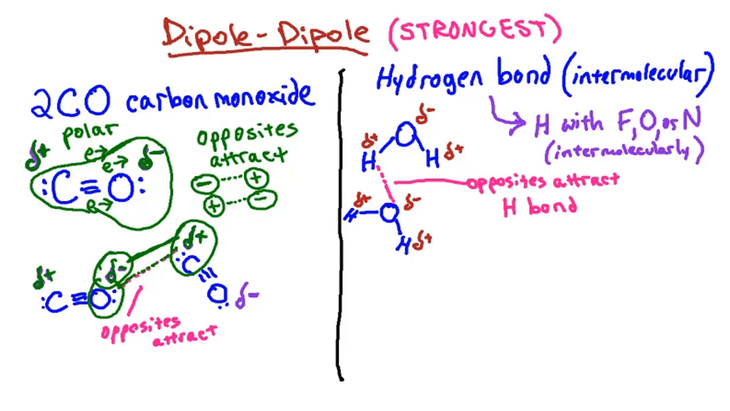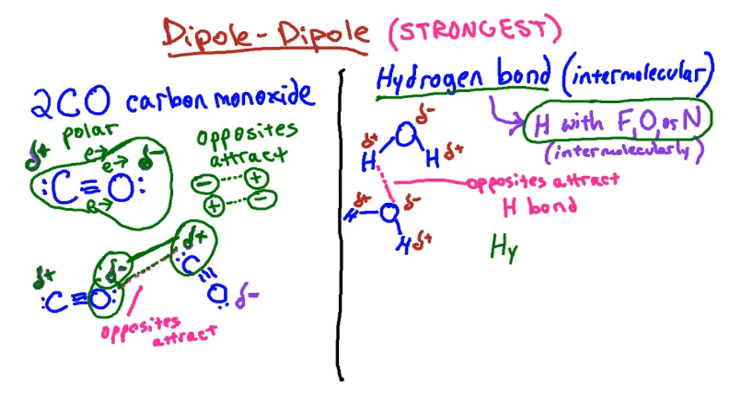Now let's look, on the right, at another version of this, which is hydrogen bonding. And hydrogen bonding can be a whole category in itself, but it is part of the dipole-dipole interaction. But we can also consider hydrogen bonding a separate kind of interaction because it's only when a hydrogen is connected to a fluorine, an oxygen, or a nitrogen.